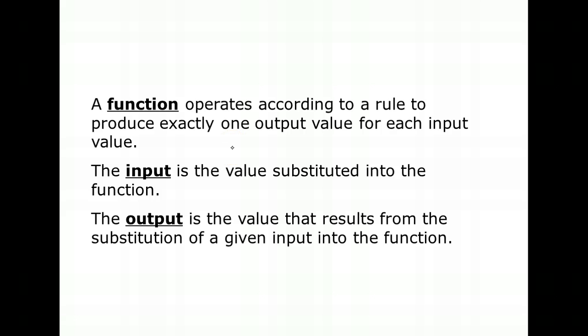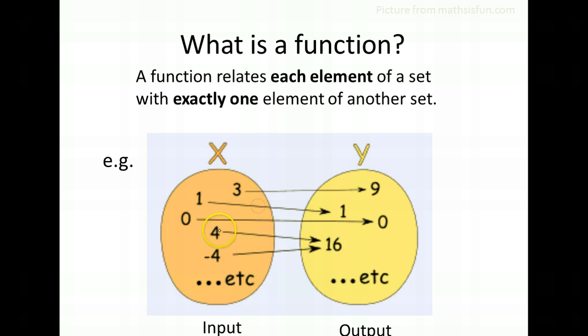So the definition of a function is that it operates according to a rule to produce exactly one output value for each input value. We will see that later on in the next slide. And then we also have input, which is the value substituted into the function, and the output is the result from the substitution of a given input into the function. So let's move on to the next slide.